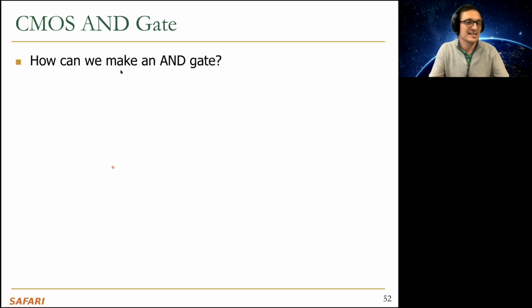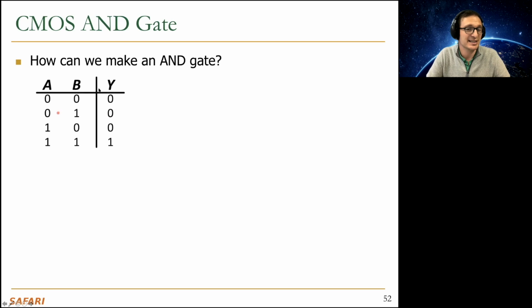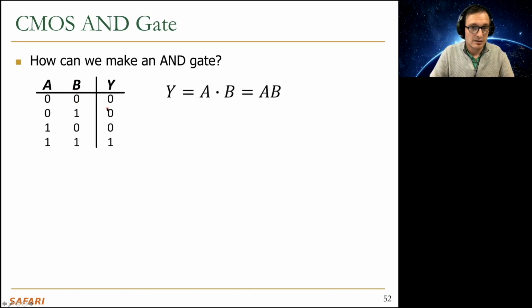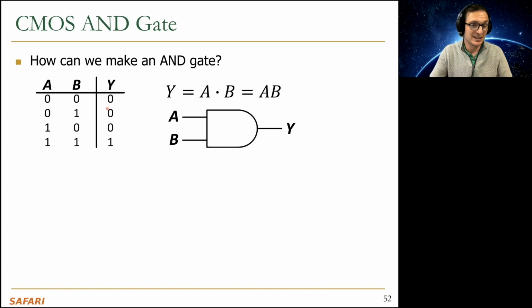Okay, so basically, how can we make an AND gate? This is the truth table of AND, and hopefully this is obvious, right? Y should be true only if A and B are true, and that's the truth table as you can see over here. Y is false, meaning 0, if either A or B is false. Which means that, and this is how we denote an AND, Y equals A and B. And this is how we denote the AND also as a logic gate.